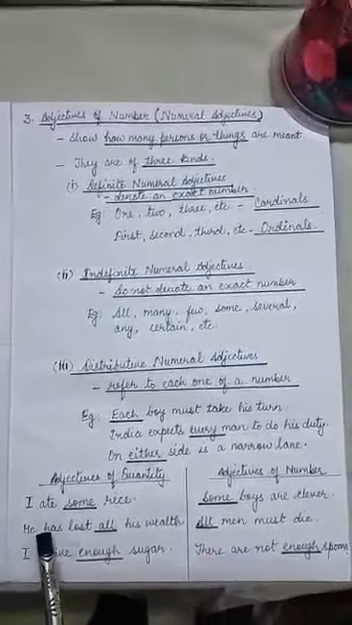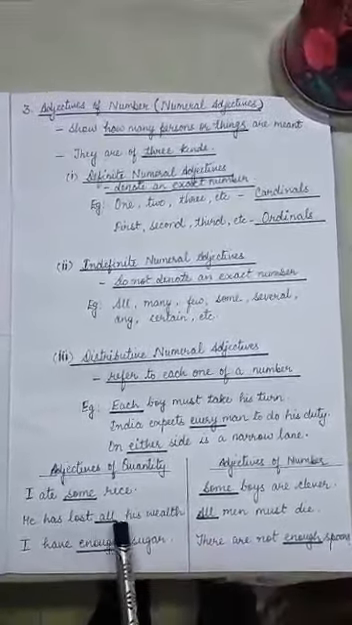Next example is: he has lost all his wealth, and all men must die. Here wealth cannot be counted in number. It is to be measured in quantity. So that is why all here is an adjective of quantity, and here men are countable. Men is countable, so all is an adjective of number. I have enough sugar. Sugar is to be measured in quantity, so enough is taken as an adjective of quantity. And there are not enough spoons. Now spoons is a countable noun, so it is an adjective of number.